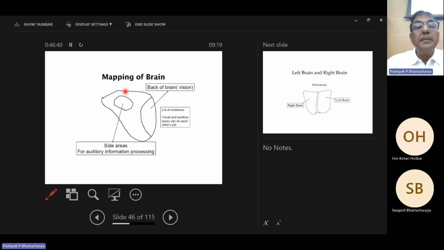The brain also has been mapped. Okay, so the back of the brain, for example, is used for visual processing. It has been proved. The side areas of the brain are for auditory information processing. The sound that we hear, we process it. And there is a lot of resilience. Visual and auditory areas can do each other's job. If there is any damage in the visual processing area, then the two sides of the brain can take up that activity.